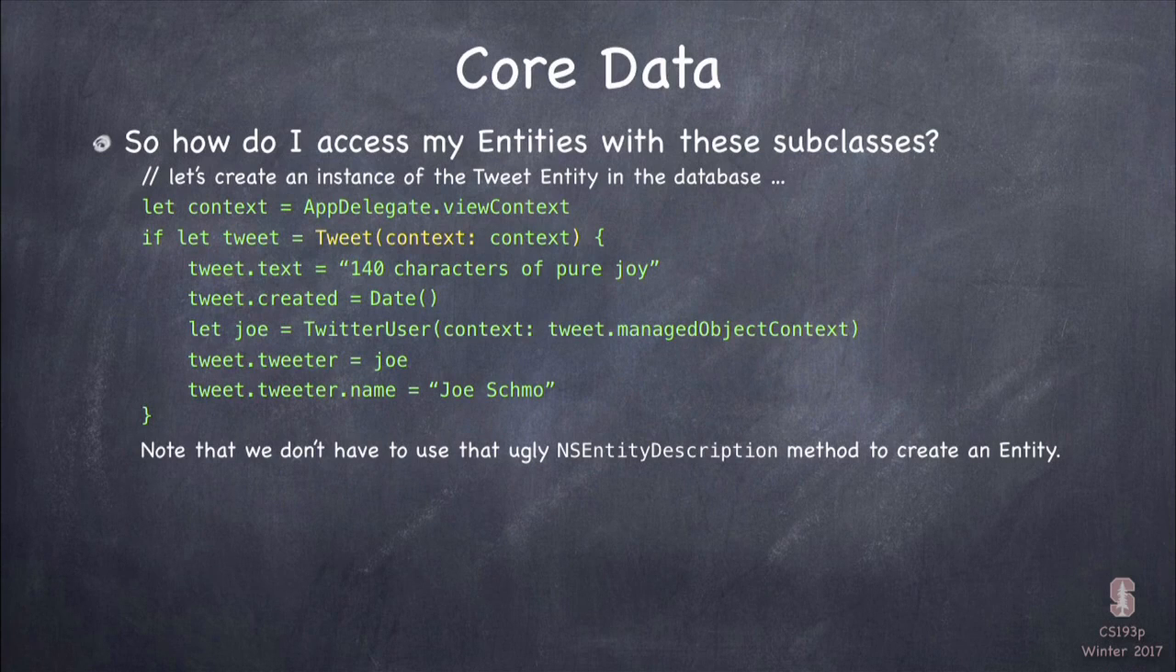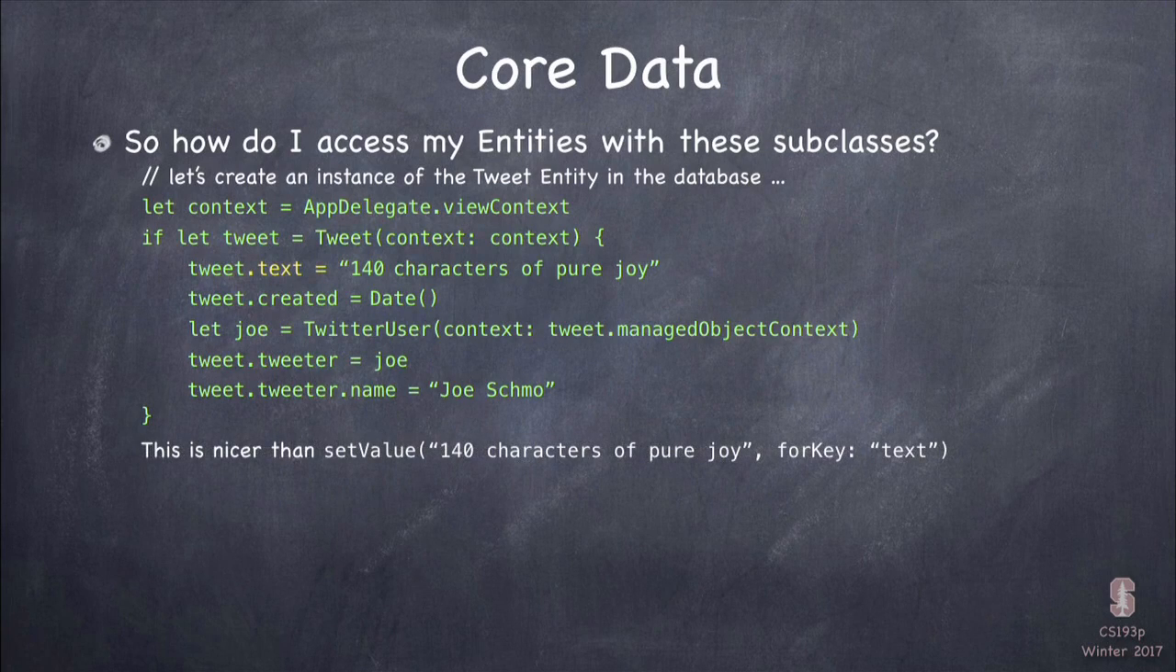The first thing is to create a tweet. We don't have to do NSEntityDescription, entity, insert entity for name into context, or whatever that huge, long, terrible thing was. We can just say Tweet, parentheses, context. You just say what context, which means what database you want the tweet put in, and it creates a new tweet. Just use a normal initializer for a new thing. That's one of the coolest features right there, not having to use an NSEntityDescription. So no more NSEntityDescription. You will not have to do that.